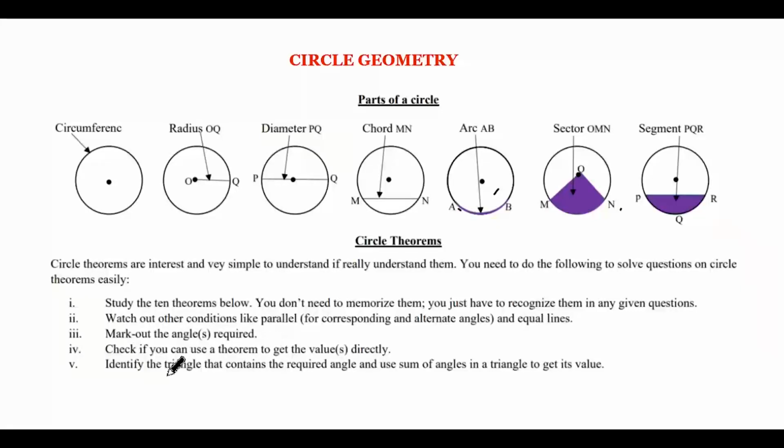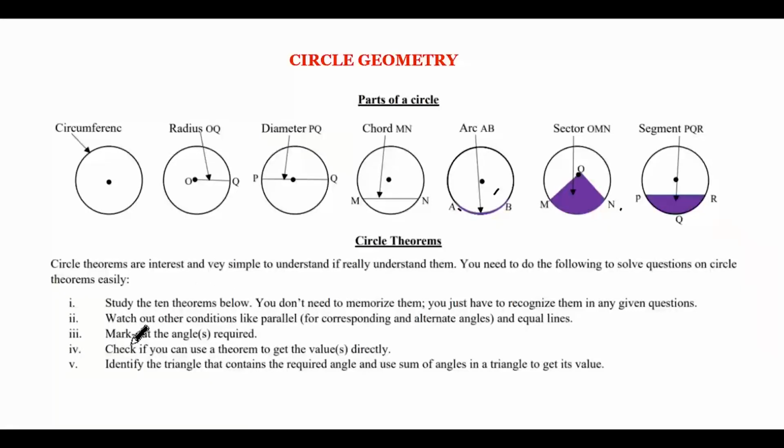That's the first thing. Then, watch out for other conditions, like parallel lines, because you can easily get corresponding and alternate angles from there, and you should also mark equal lines or equal sides, if given in the question. The third thing you should do is to mark out the angles required. It could be one, it could be more than one. So just mark them in the given question. That makes it easier for you to visualize or tells you what to do on time.